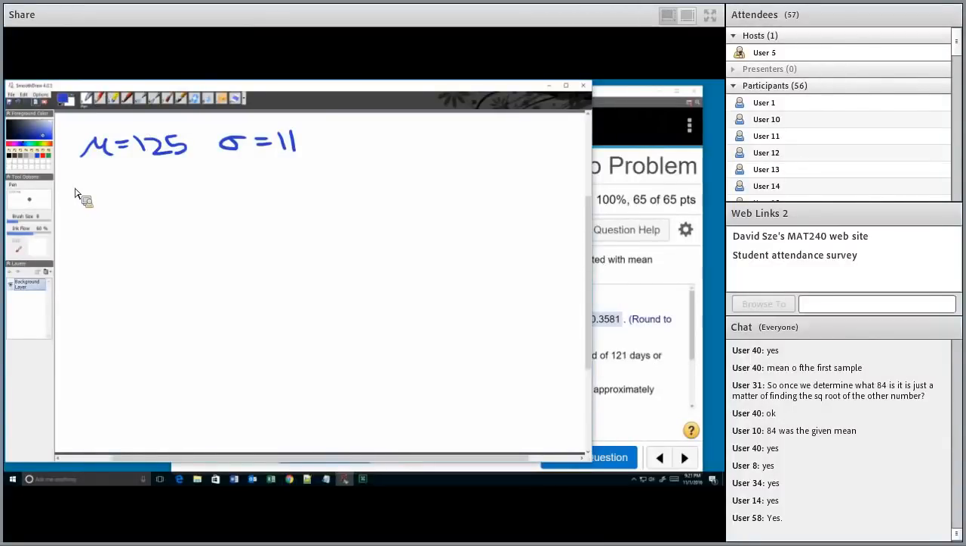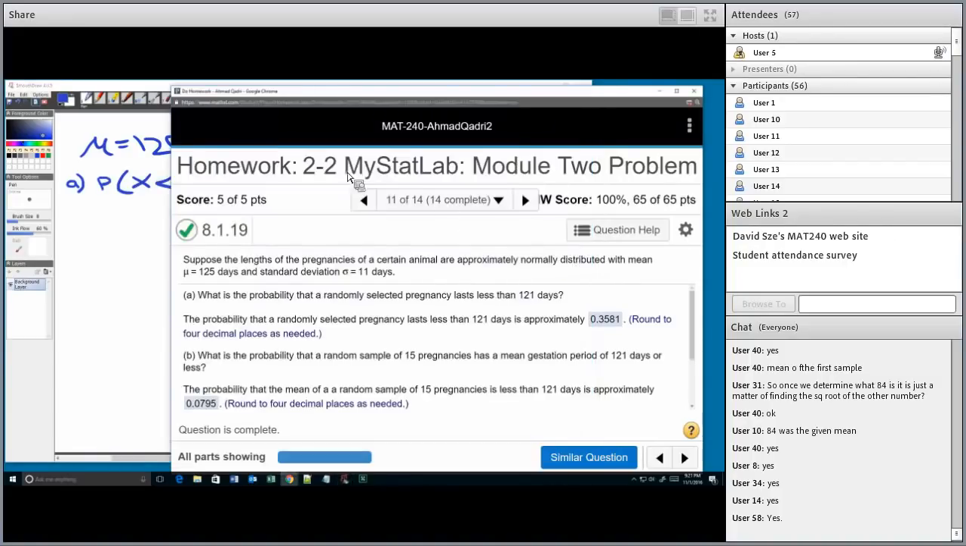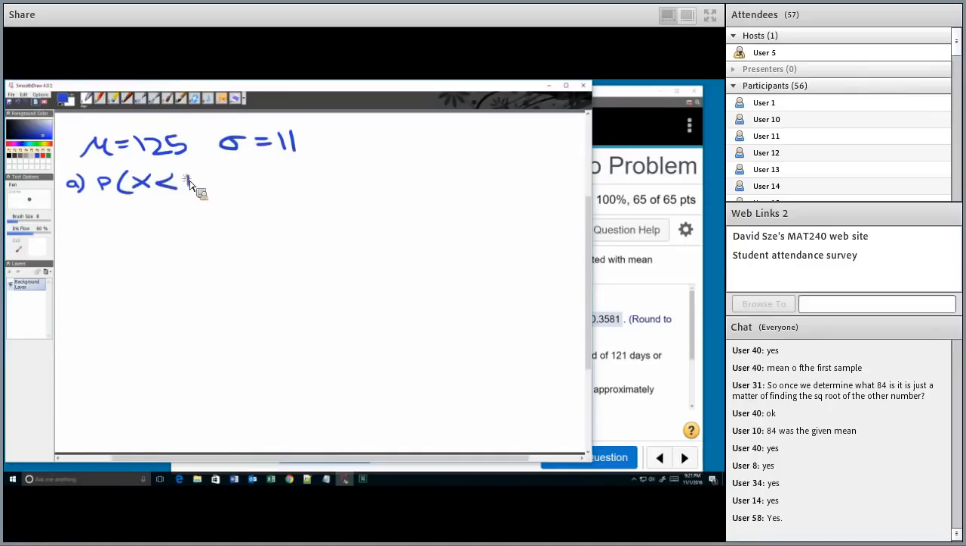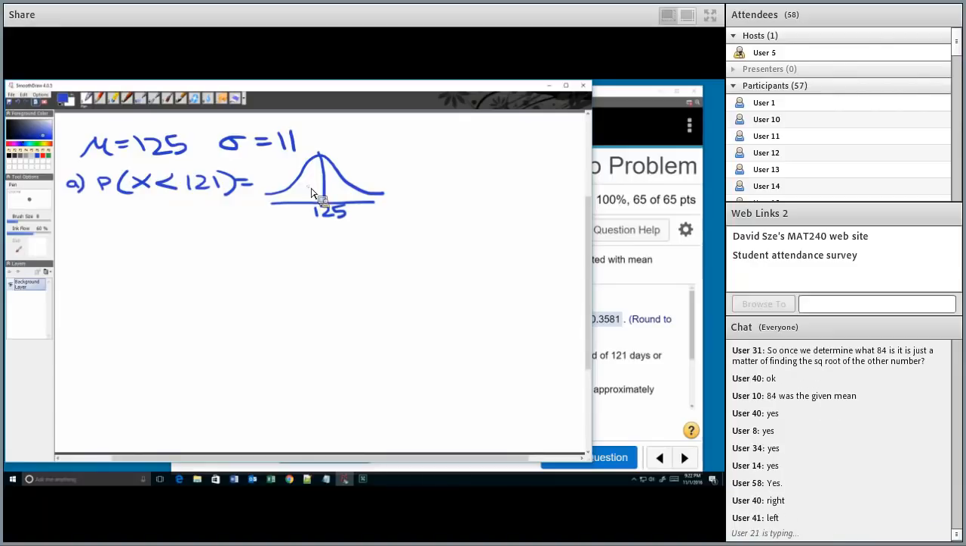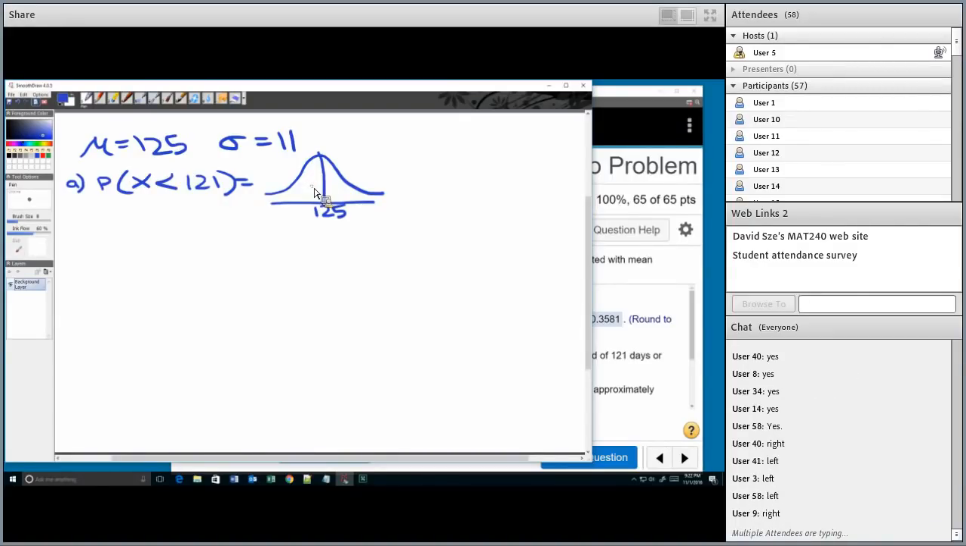What we want is the probability that X is less than 121. And you all know how to do that. So it's simply, okay, if the center is 125, where is 121? On the left side or the right side? It's on the left side, right? 121 is less than 125, so it's here. Okay. And what are we looking for? Area to the left of it, so we're looking for this area. Do you all agree?